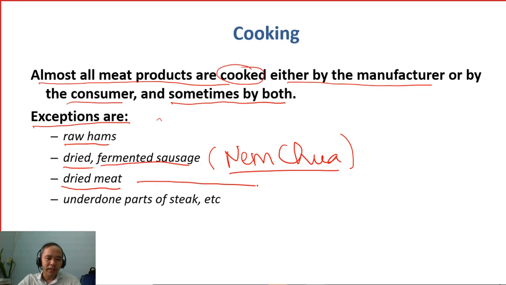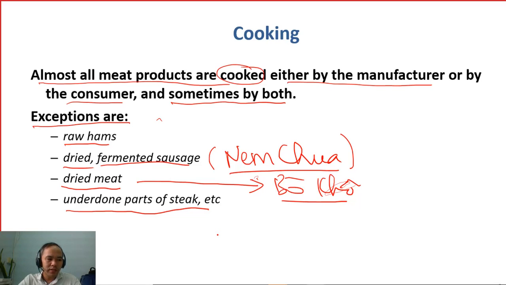But in Vietnam, normally we cook. We make, for example, bò khô, okay? For this one, we normally fry a little bit or cook a little bit before drying. But in other countries, dry beef is processed without cooking. And then some underdone steak as well. That's not really cooked before eating.